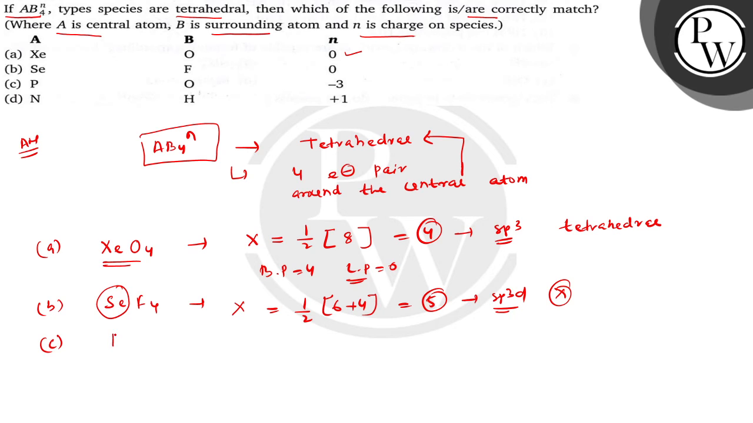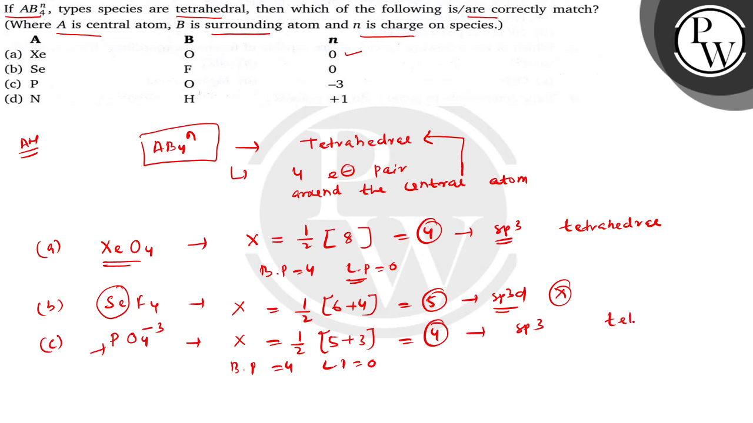In case of the next, the central atom is phosphorus, the bonded atom is oxygen, it is 4 and the charge is -3. So here the central atom, what is it children, it is phosphorus. So valence shell electrons around the central atom is 5 plus 3 for the negative charge. Okay, so here the number of electron pairs around the phosphorus atom is also 4 that represents sp3 hybridization. Bond pair is also 4 here, so there is no lone pair. So what will the geometry be here children, here it is also tetrahedral. Okay, so it is also correctly matched.